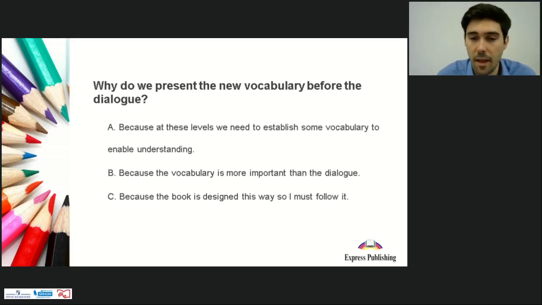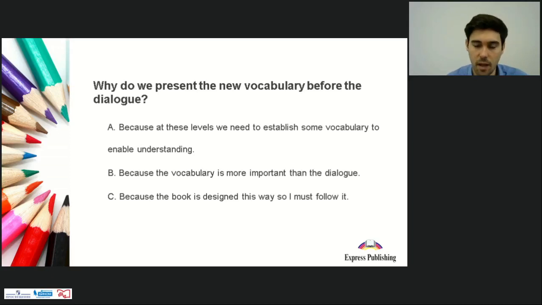Now again, as we talked about before with the grammar, it's always important to establish some kind of understanding. That's why the answer would be A. Because at these levels, we need to introduce vocabulary to our students before we focus on a dialogue, as much of the vocabulary is often repeated throughout the dialogue. So by giving the students the vocabulary first, we give them this understanding, this familiarity with the vocabulary that they are then exposed to in a more realistic context through the dialogue.